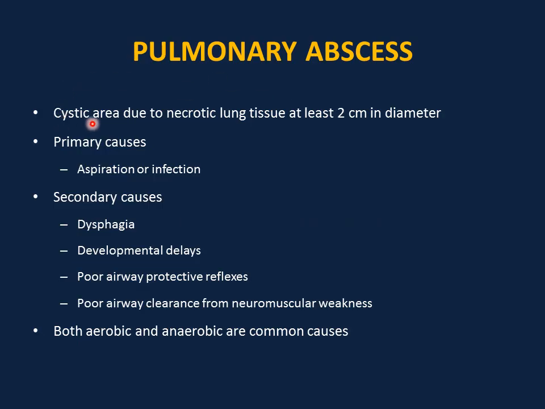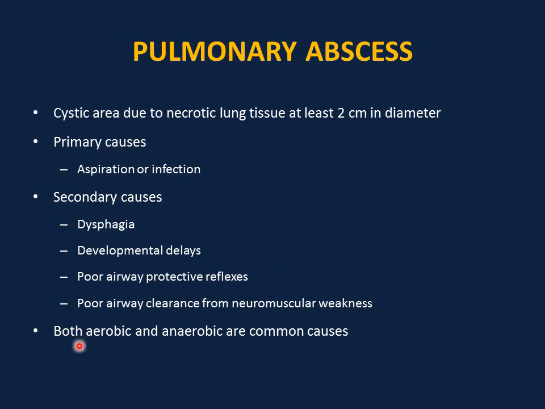Pulmonary abscess: it's a cystic area due to necrotic lung tissue. It's at least 2 cm in diameter. Primary causes: aspiration or infection. Secondary causes: dysphagia, developmental delays, poor airway protective reflexes, and poor airway clearance from neuromuscular weakness.